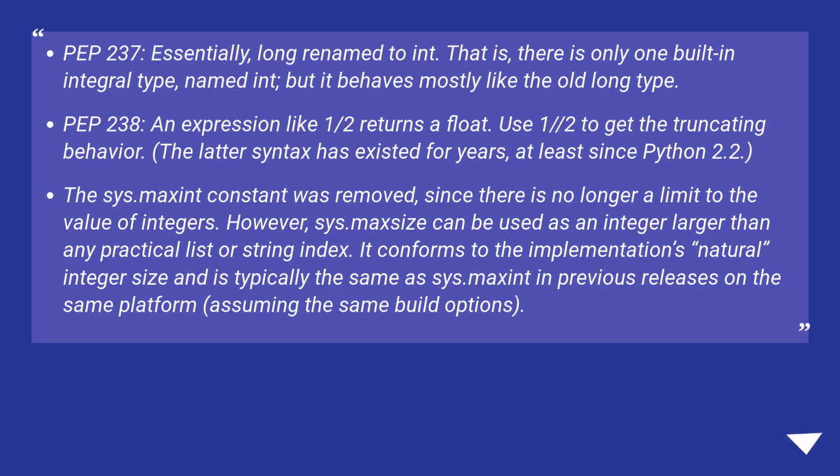The sys.maxint constant was removed, since there is no longer a limit to the value of integers. However, sys.maxsize can be used as an integer larger than any practical list or string index. It conforms to the implementation's natural integer size, and is typically the same as sys.maxint in previous releases on the same platform, assuming the same build options.